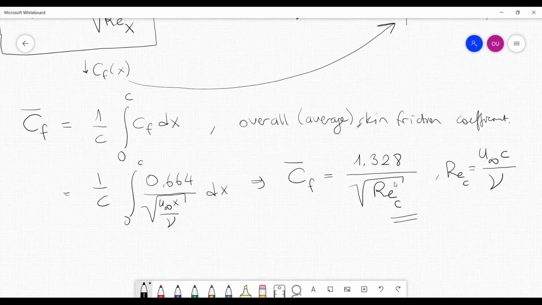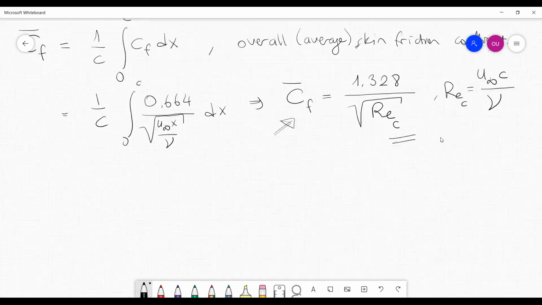I mean, if you know at which Reynolds number your flat plate is operating, meaning that you need to know U infinity and you need to know how big your flat plate is, you can calculate Reynolds C and get the square root of it, or 1 over square root of it, multiplied by 1.328, and you have your full friction coefficient estimation, or theoretical value for the full friction coefficient for the whole flat plate.